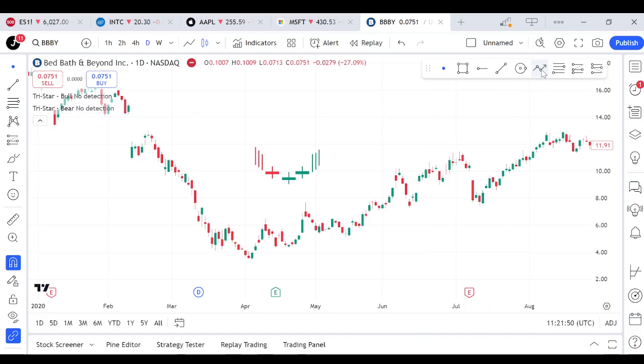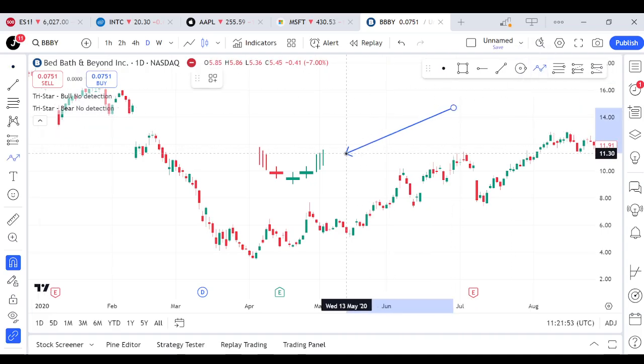So this right here on the screen is the bullish 3-star candlestick pattern, and it appears at the bottom of a downtrend. It begins with a doji that forms after a significant decline, followed by another doji that gaps down, and finally a third doji that suggests a potential reversal to the upside. The pattern is often seen as a signal that selling pressure is weakening and buyers may be stepping in.